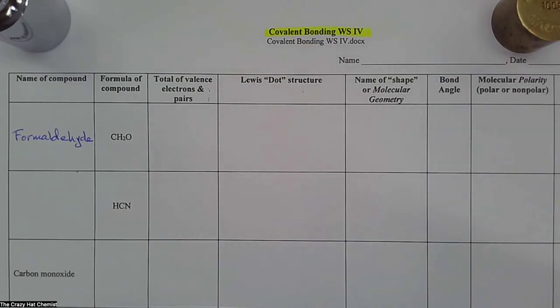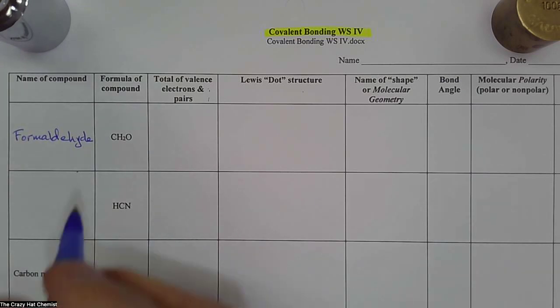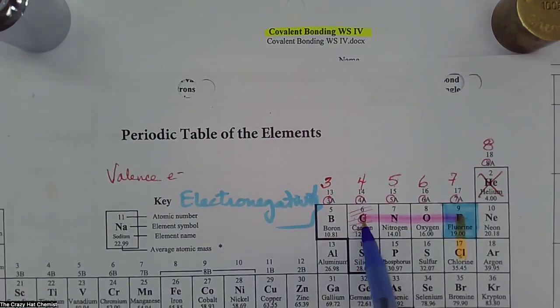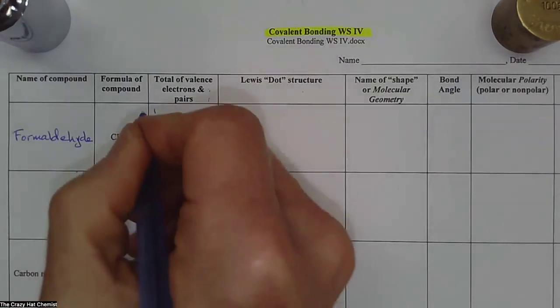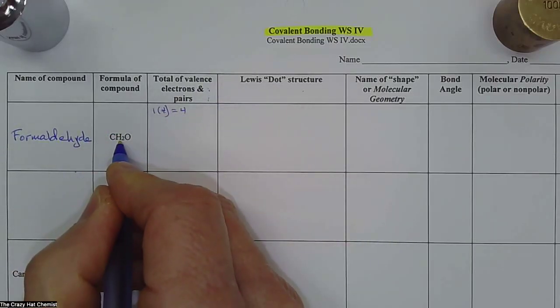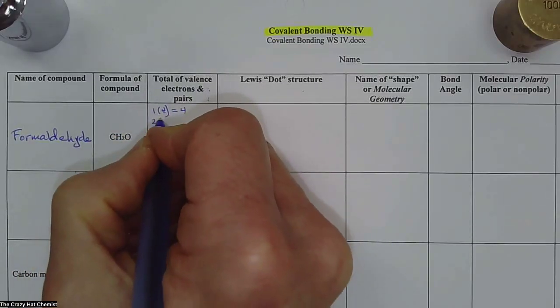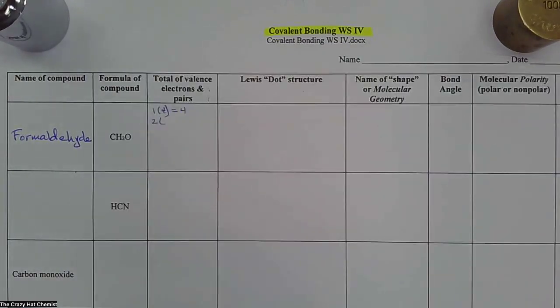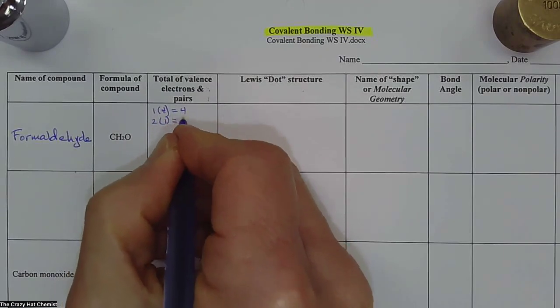So the first thing that we're going to do is count up the number of valence electrons. How many carbons are there? There's one carbon. How many valence electrons in carbon? 4. Okay, so that's 4 valence electrons in carbon. How many hydrogens? That's 2 hydrogens. How many valence electrons in hydrogen? 1. Perfecto. And that's 2.